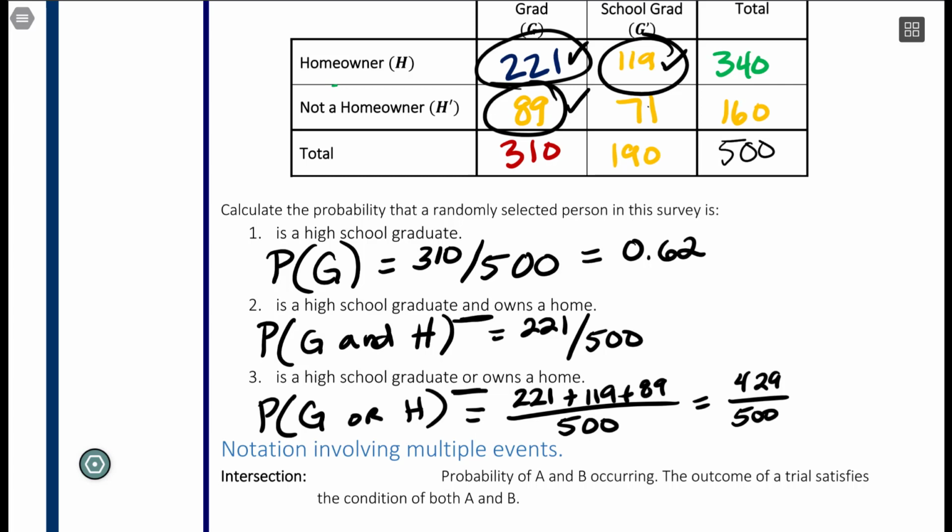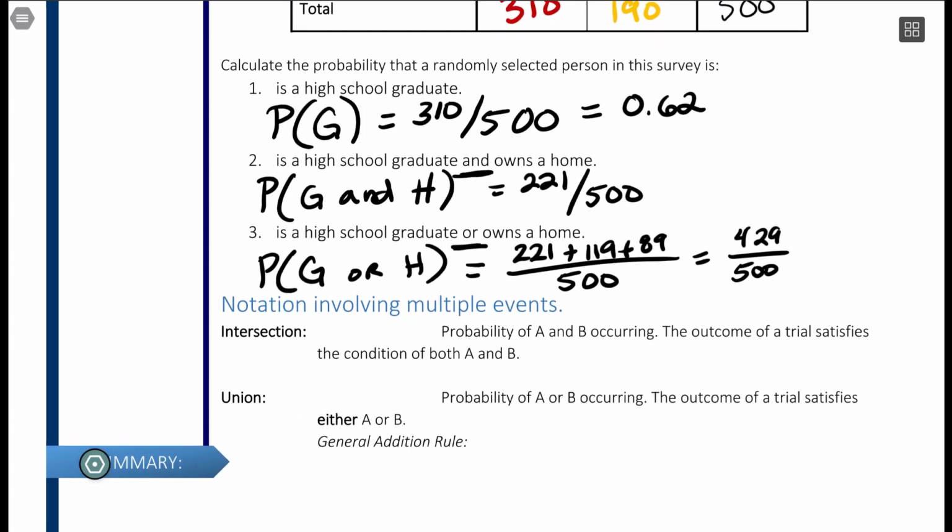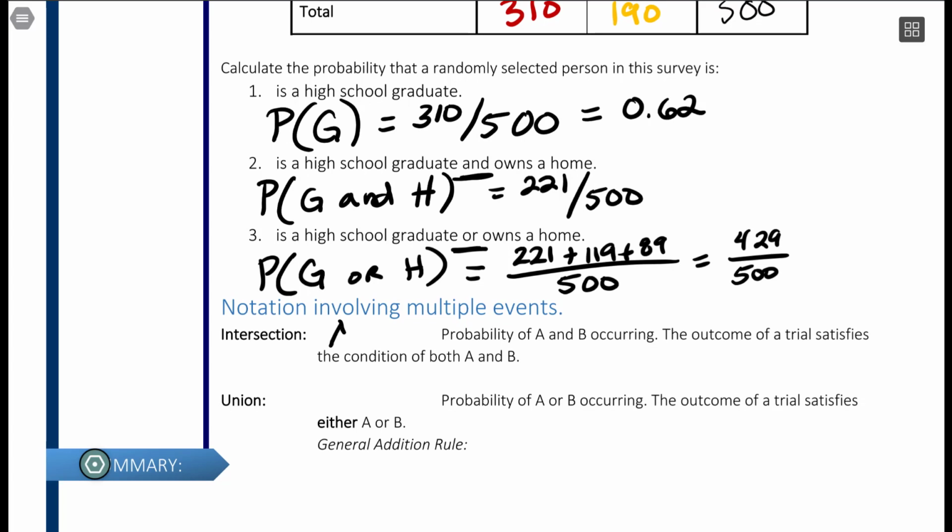So there's your combined events. Now, let's go ahead and use some notation because we don't actually like to use the words "and" or "or." Mathematics uses its own crazy notation, so let's use that crazy notation. Intersection, we write that as one event, A, intersect with another event, B.